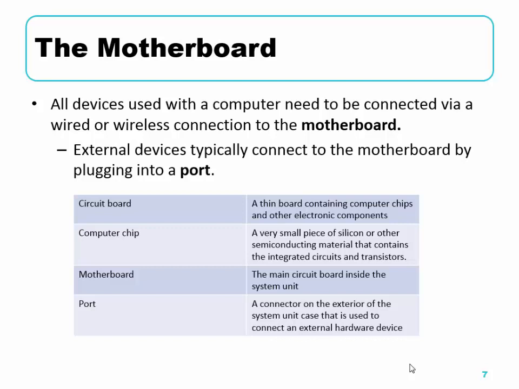All devices used with the computer need to be connected, wired or wirelessly, to the motherboard. Typically, external devices such as monitors, keyboards, mice, and printers connect to the motherboard by plugging into a port. A port is a special connector accessible through the exterior of the system unit case that is used to connect an external hardware device. The port is either built into the motherboard or created with an expansion card inserted into an expansion slot on the motherboard.